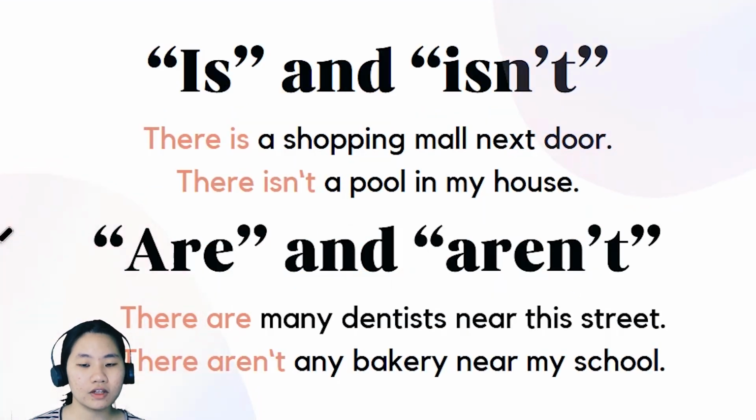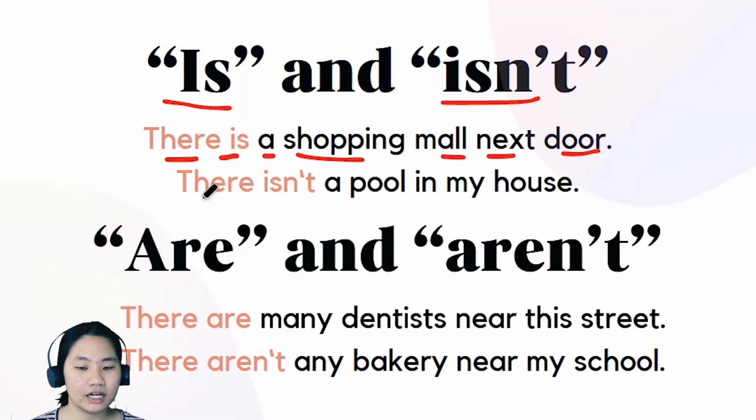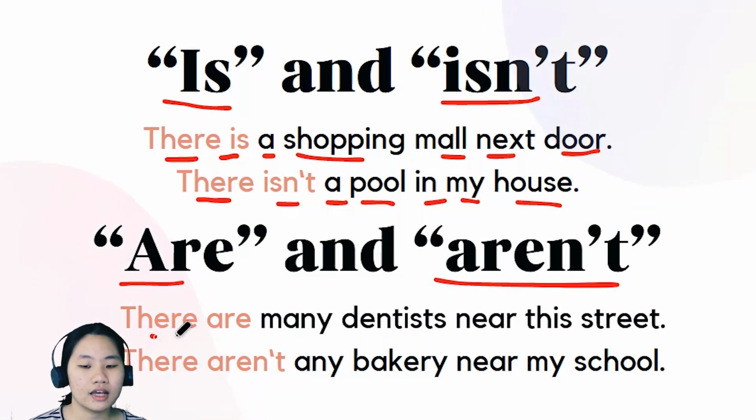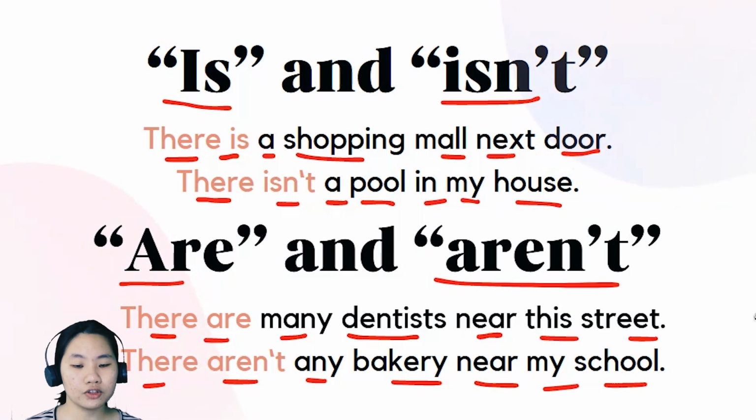Alright, now first of all, let's move on to the review. So we have is and isn't right here. For example, there is a shopping mall next door. There isn't a pool in my house. Next we have are and aren't. There are many dentists near this street. There aren't any bakery near my school. Now I just want to remind you, aren't is basically are not, and isn't is is not. Alright, these are just shorthands.